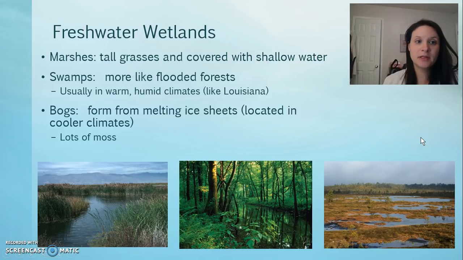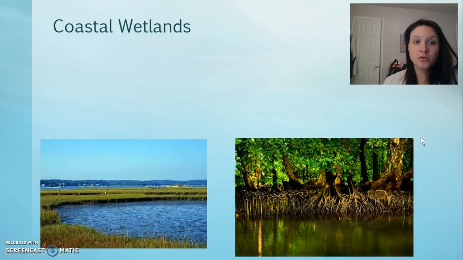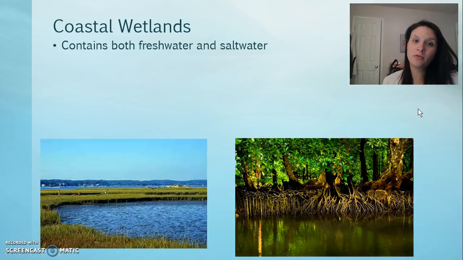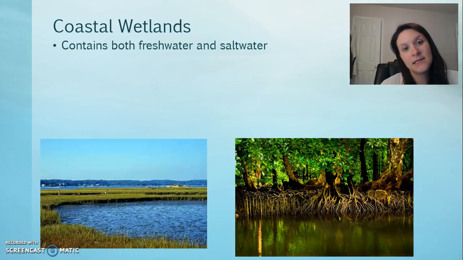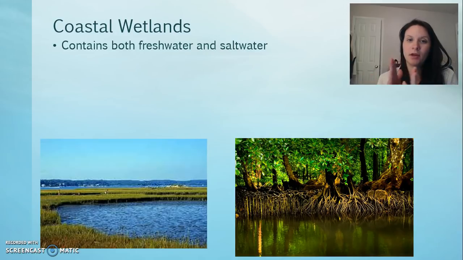So next up, we're moving on to coastal wetlands. And coastal wetlands are going to contain both freshwater and saltwater, so both of them combined. Usually you're going to get these in areas where freshwater, like a river or stream, is emptying out into a larger ocean or sea where it's got a bunch of salt water. So it's that very specific boundary line where they meet up before they have a chance to mix.